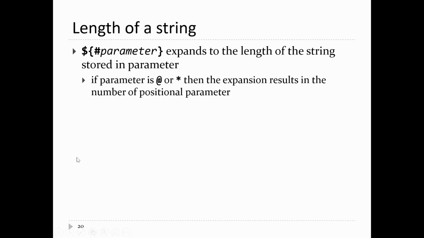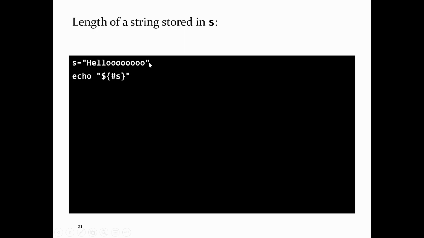So dollar, brace, number sign, followed by a variable name tells you how long a string is. Now remember we've seen this $# expansion before, when we talked about command line arguments. That tells you how many positional parameters you have, in other words how many command line inputs. Instead of using @, if you use a variable name, it tells you how many characters are in that variable.